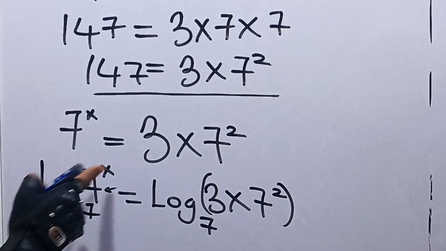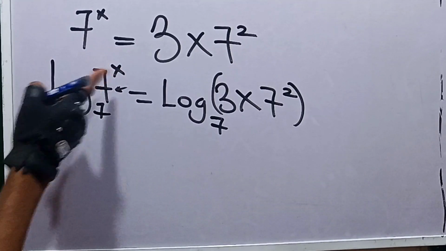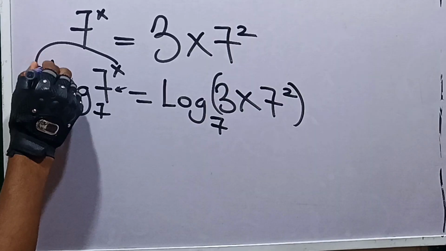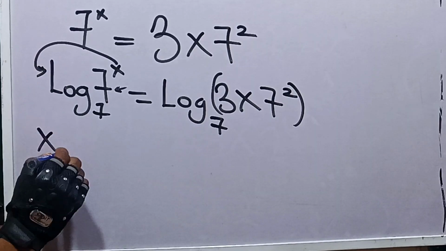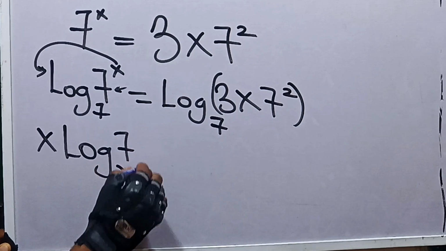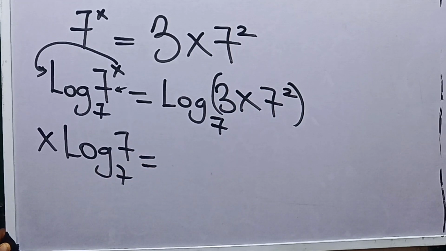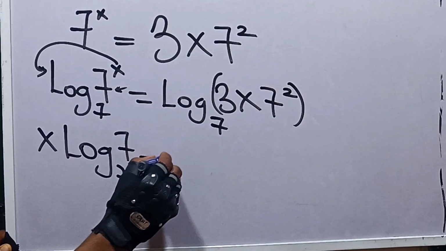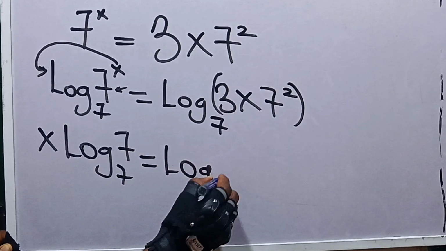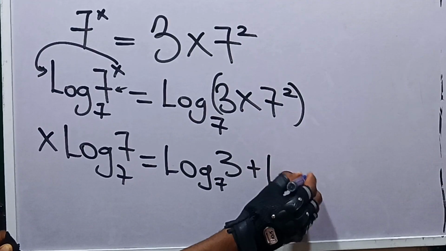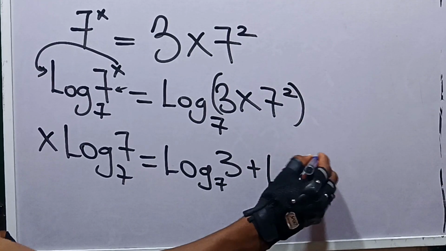Now, logarithm of a number raised to a power. This is the power here, x. You have to multiply the power with the log. So we have that x will now multiply log of 7 to base 7, and this is equal to, on the right hand side, when you have multiplication, you split up and put plus. So we have log to base 7 of 3 plus log to base 7 of 7 squared.